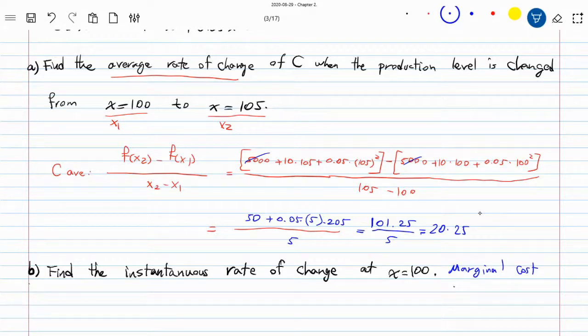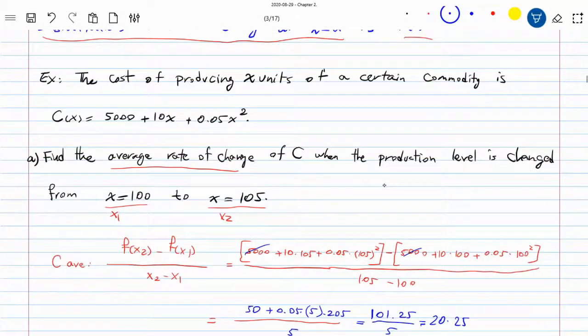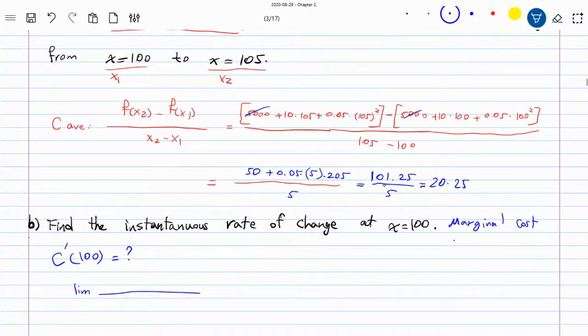And what does it tell you? Basically, you want to calculate C prime at 100. This is the question that we want to answer. That is the instantaneous rate of change. The instantaneous rate of change would be the limit of, I forgot the function, C of x plus h, in this case C of 100 plus h minus C of 100 divided by h as h approaches 0. That means replace 100 plus h into the C function.